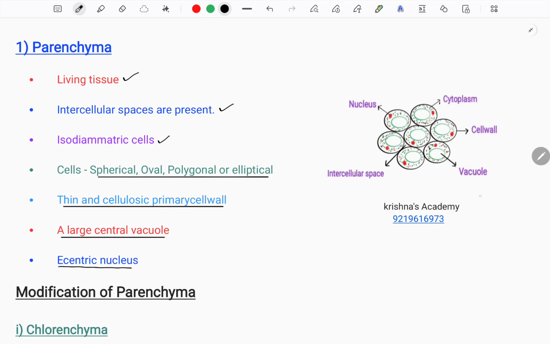This is the TS of parenchyma. This is the single cell in which the eccentric nucleus is present. Cytoplasm is peripheral, having a large central vacuole, and the cell wall is a primary cell wall, and large intercellular spaces are present. These intercellular spaces make the tissue soft. That's why it is named parenchyma. The meaning of paren is soft.